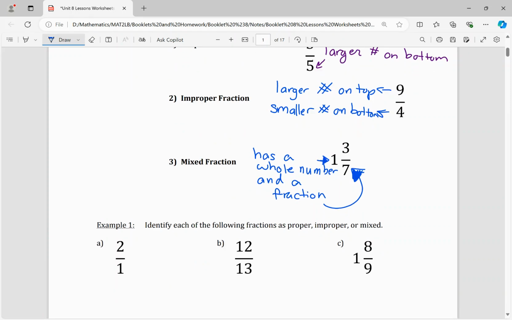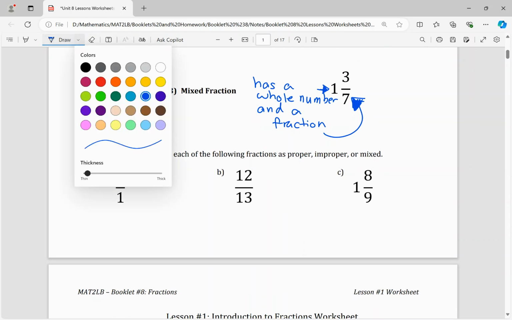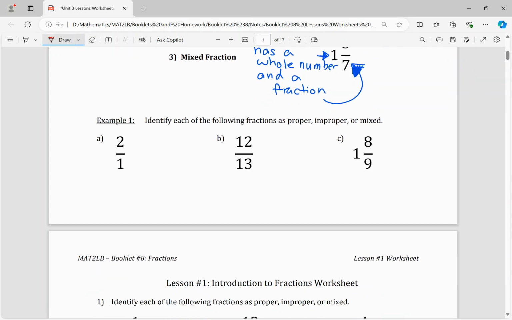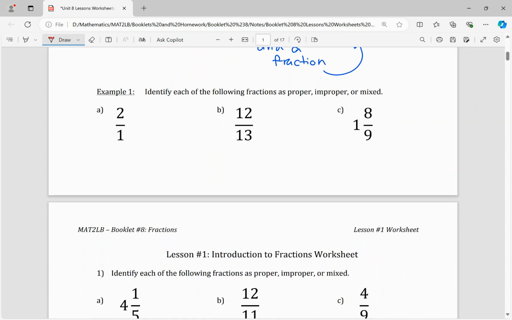Okay? So that's pretty much the first lesson, right? It's pretty quick, just some terminology. I do ask you to identify each of the following fractions, right? Remember that when the larger number is on top, that means that it is improper. When the smaller number is in the numerator, that means that it is a proper fraction. And when you have a mix of a whole number and a fraction, we call this a mixed fraction.